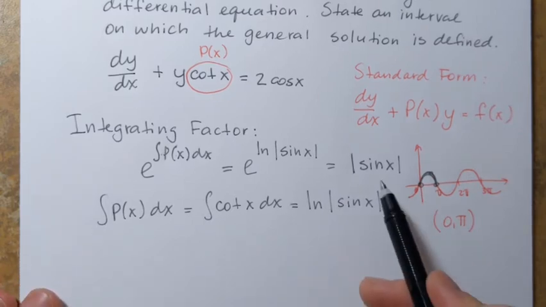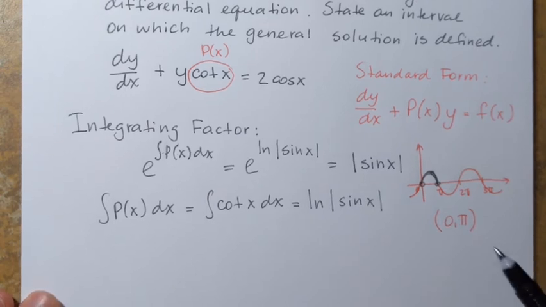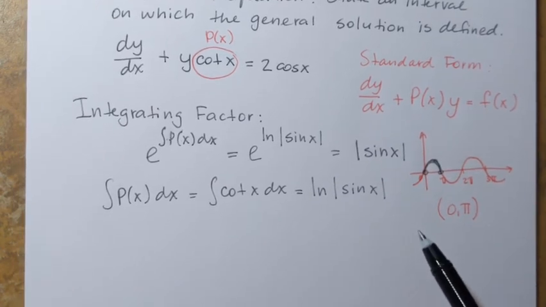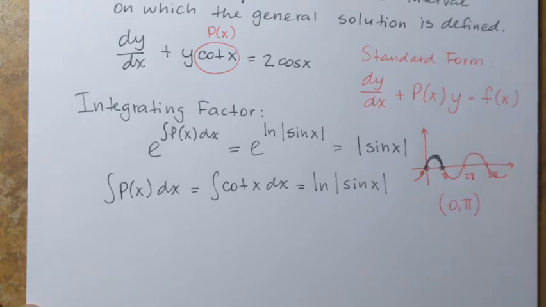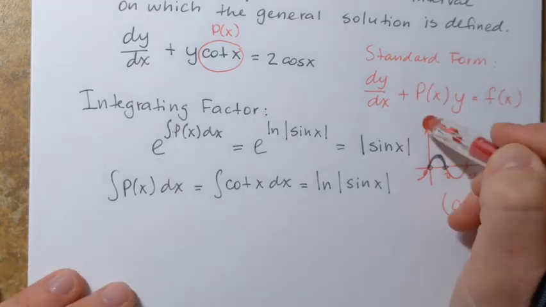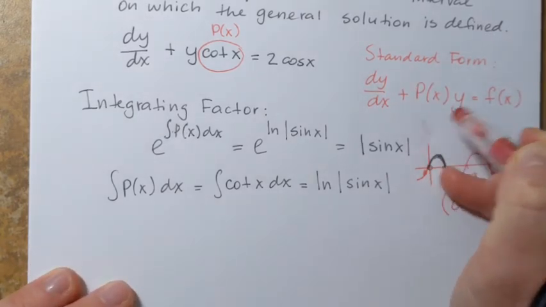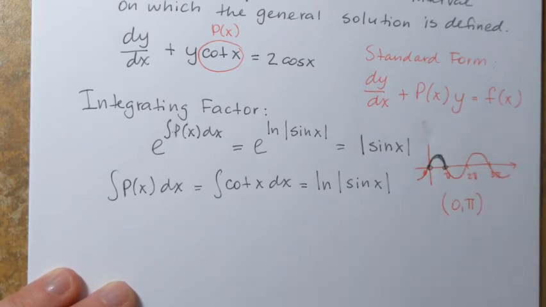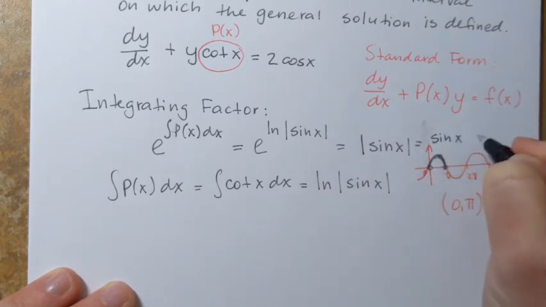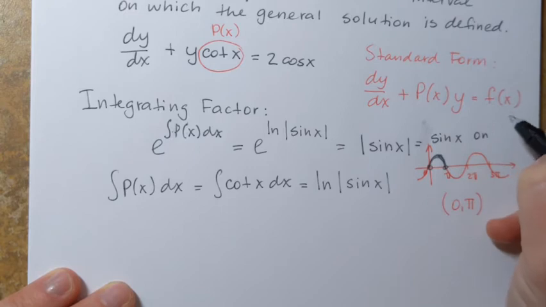And so I'm just going to be using sine of x from now on. So I'm dropping the absolute value. To make a note of that, this is what I'll do. I'll say that the absolute value of sine of x equals sine of x on the interval from 0 to pi, like that.